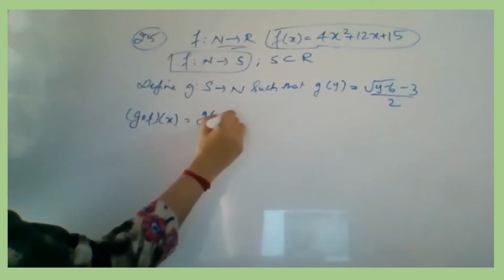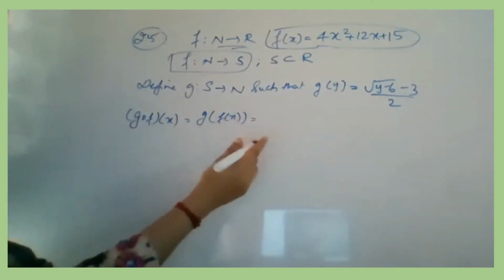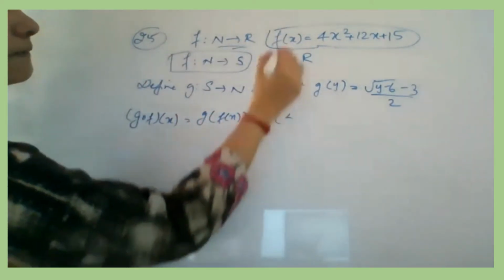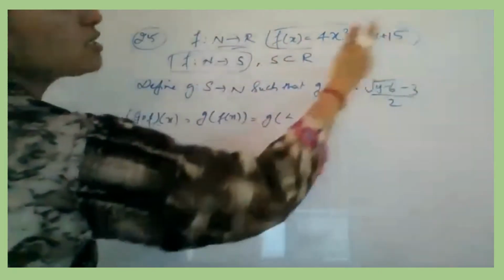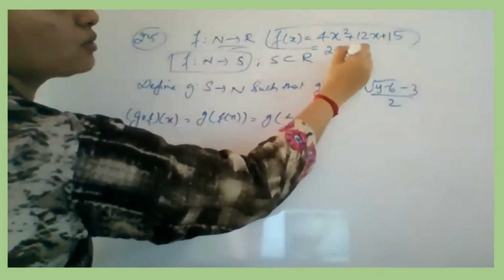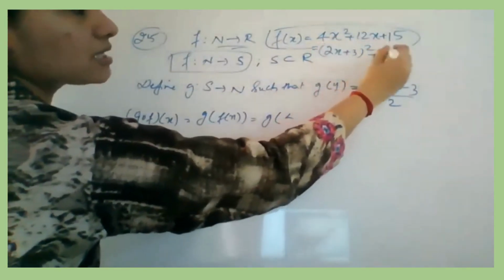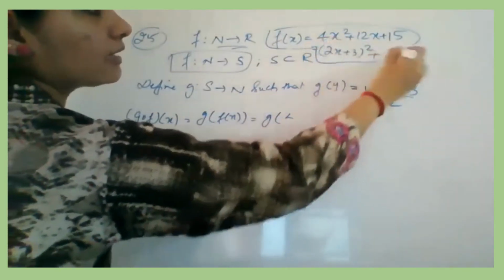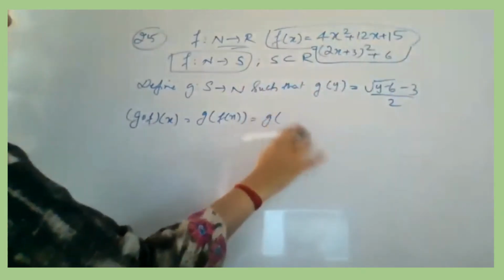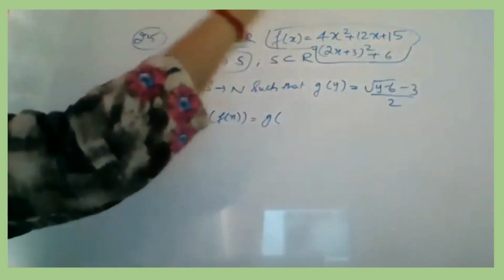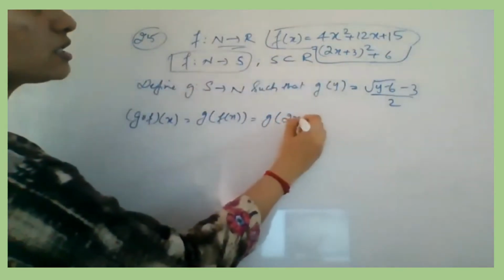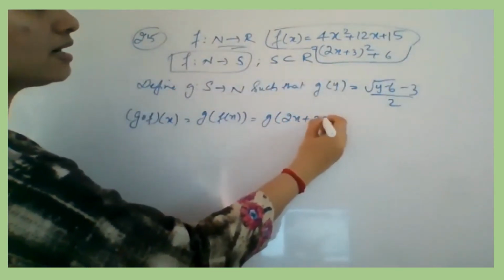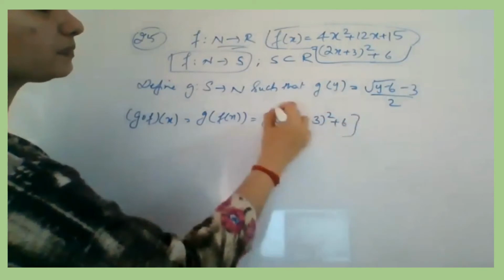That will give you g of f of x, and f of x is now 4x square plus 12x plus 15. For ease of calculation, I just write what I have got, 2x plus 3 the whole square plus 6, right? Like this I will write. Otherwise, for calculation, I would have to put the whole square in again. That's why I am using this. So this is your g of f of x: 2x plus 3, the whole square plus 6.